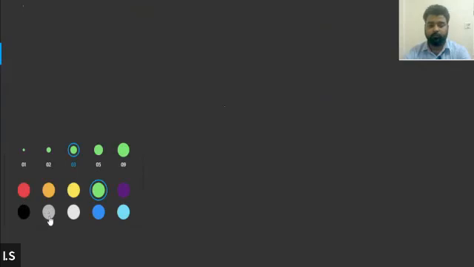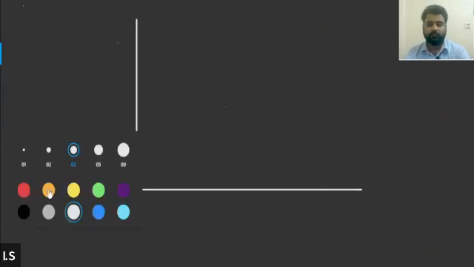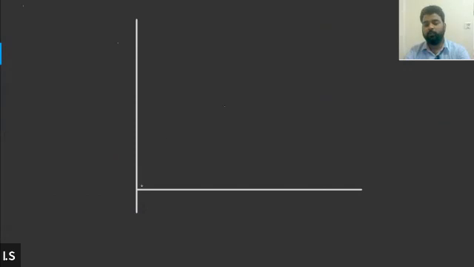So how do we actually prepare a Lorenz curve? This is how we prepare it. We take the x-axis and the y-axis. After preparing the x and y axes, we draw a straight line starting from the origin.